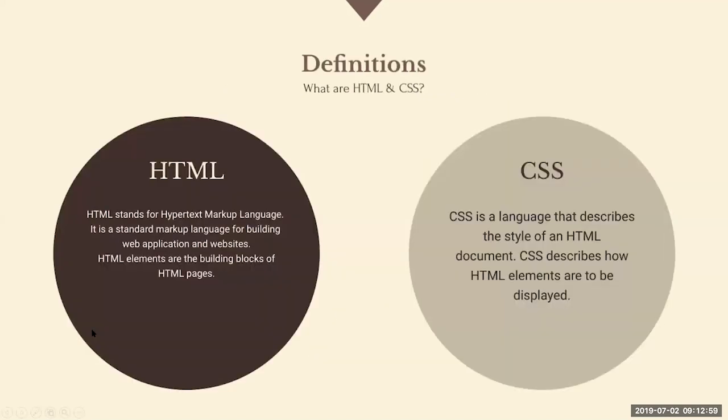So what is HTML? HTML stands for Hypertext Markup Language, and it's the standard markup language for building web apps and websites. And the markup part of that is referring really to the carets that start and end the HTML tags. And you can honestly think of your DXP pages as little mini web pages. Now, CSS is a language that you use to describe the style of an HTML document. It describes how HTML elements are supposed to be displayed.